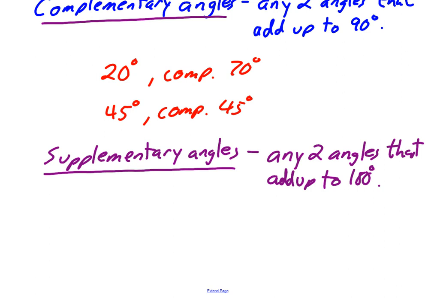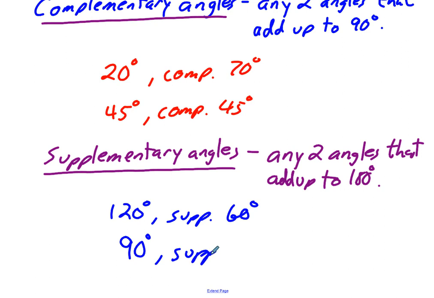In the same sense, we talk about the supplements of angles. What would be the supplement of 120 degrees? That supplement would be 60 degrees, because 120 plus 60 is 180. What would be the supplement of 90 degrees? The supplement of 90 degrees would be 90 degrees, because 90 plus 90 is 180.